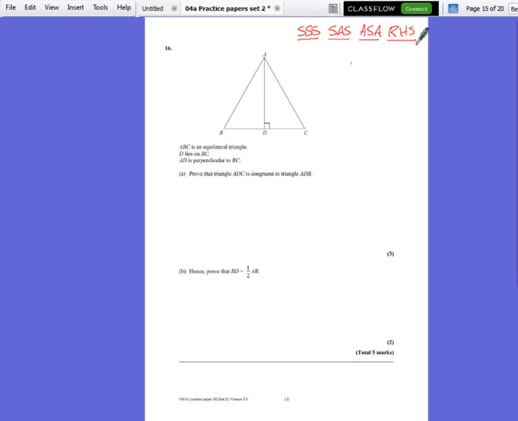Using the first 3, we're going to have to prove that either the angles are cut in half or the line is cut in half, and that's quite difficult to do. So the only one that doesn't involve a proof is the right angle, hypotenuse, side. So this is the hypotenuse, this is the side we can use, and this is the right angle here. So we just need to state what we're going to do. So ABC is equilateral. So AB must equal BC.